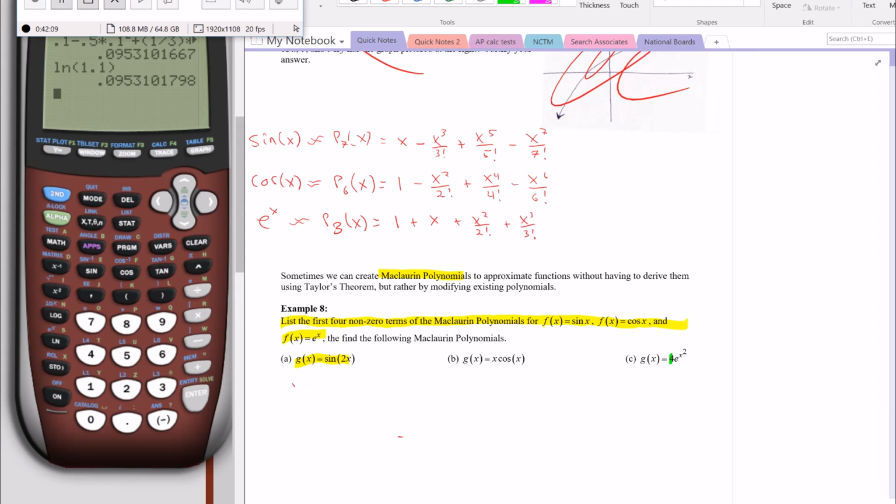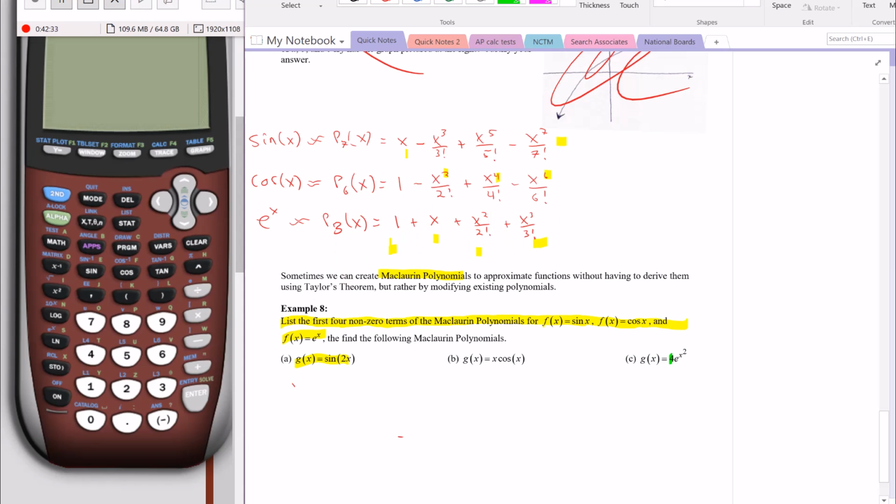So here's what you should have gotten. We only need the first 4 terms. So the first 4 non-zero terms on the sine are the ones we already did, right up to there. The first 4 non-zero ones for cosine, notice how you get the even powers. It's because cosine is an even function. And then for e, the first 4 non-zero terms are just the first 4 terms, because you just get this.